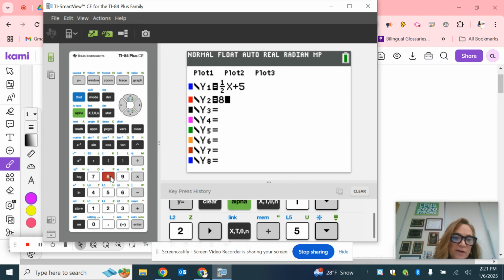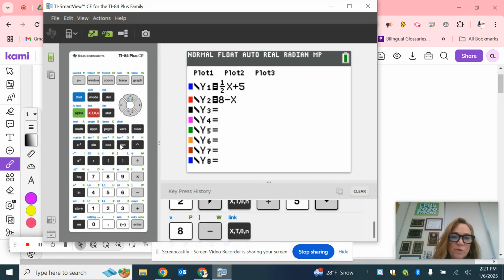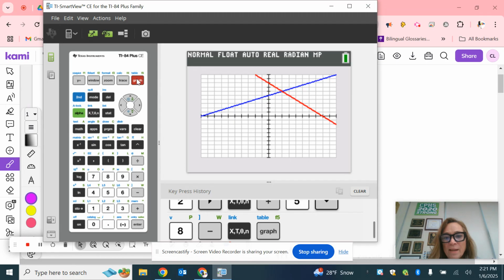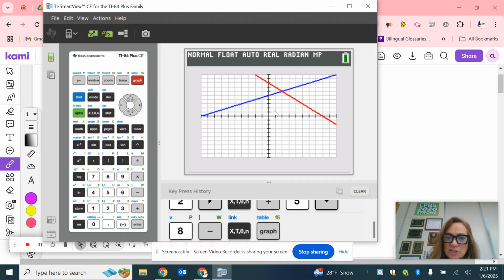That's not slope-intercept, but it is y equals, so you can put it in like that. If not, you can always change it to say negative x plus 8. You want to just hit the word graph, and a lot of times you can tell where they cross just by counting the boxes. My first guess would be 2, 6.